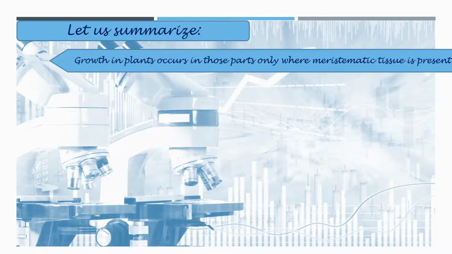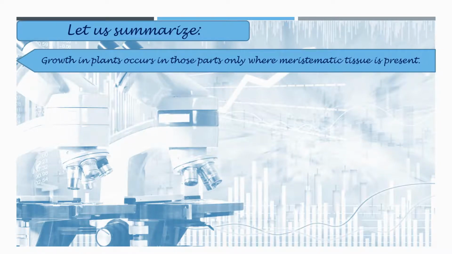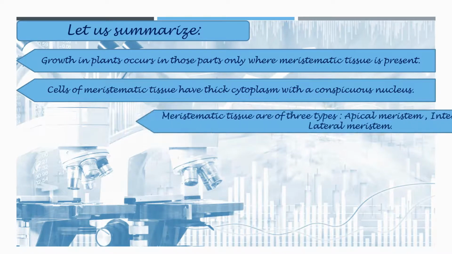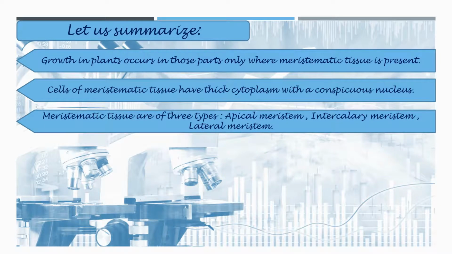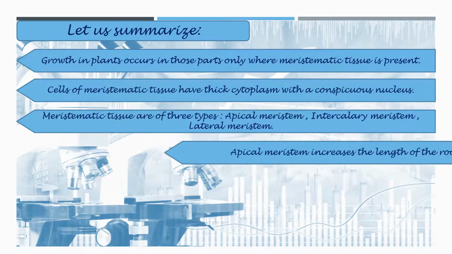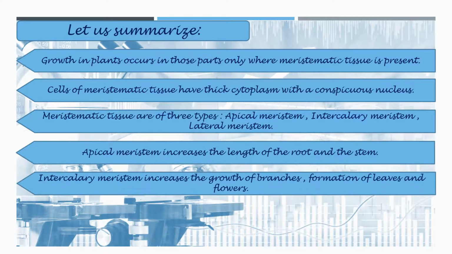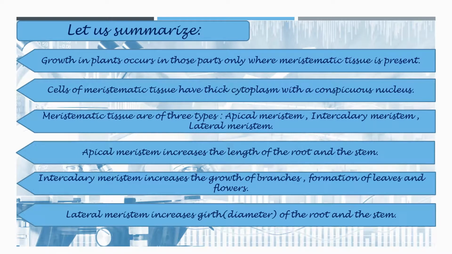And growth in plants occurs in those parts only where meristematic tissue is present. Cells of meristematic tissue have thick cytoplasm with a conspicuous nucleus, and meristematic tissue are of three types, that is apical meristem, intercalary meristem and lateral meristem. Apical meristem increases the length of the root and the stem, and intercalary meristem increases the growth of branches and formation of leaves and flowers. And lateral meristem increases girth, that is diameter of the root and the stem.